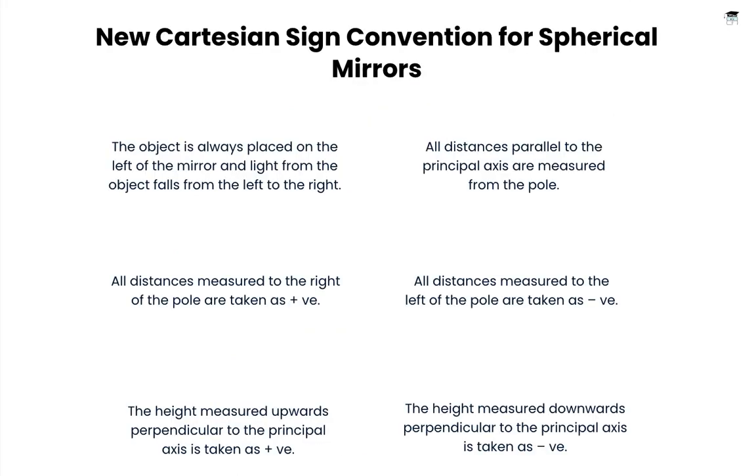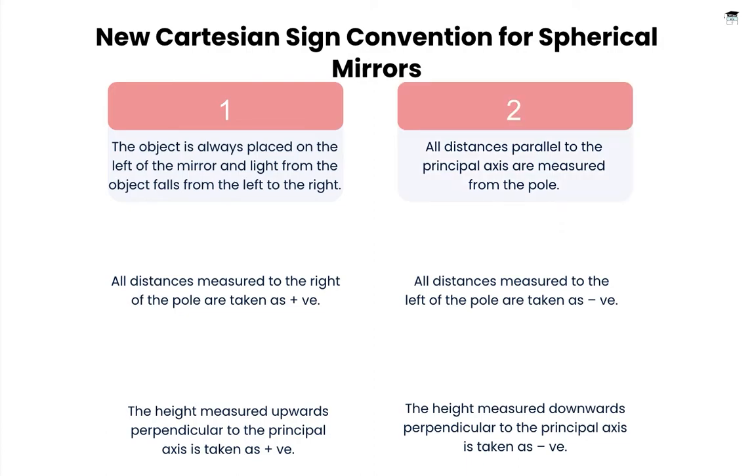Now let's see a very important concept of new Cartesian sign convention for spherical mirrors. When we are going to use mirror formula or magnification formula to solve numericals or practical problems, these sign conventions are used. The first sign convention is that the object is always placed on the left of the mirror and light from the object falls from left to right.